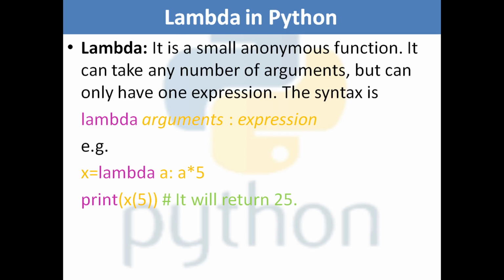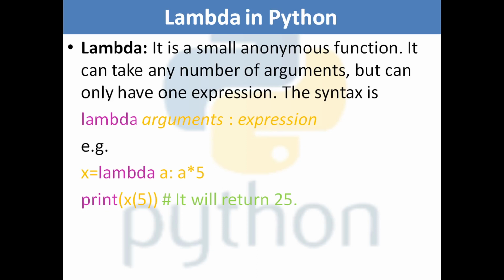So the syntax is simple. Lambda, the keyword, and then the arguments which we want to pass in this anonymous function, and then the expression. That expression has to be only a one line expression. We cannot make longer expressions, more than one line. This is the difference from a normal function where we can have many expressions, but in a lambda function we have to limit it to a one line expression.